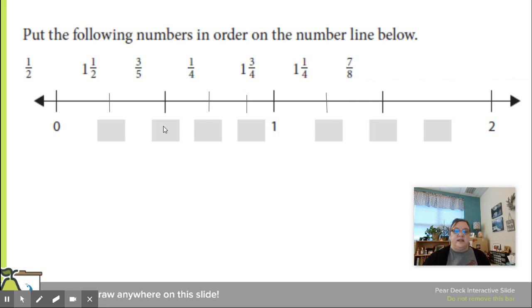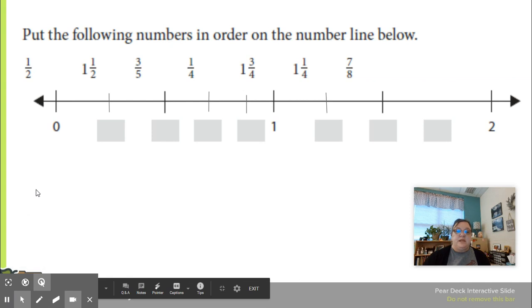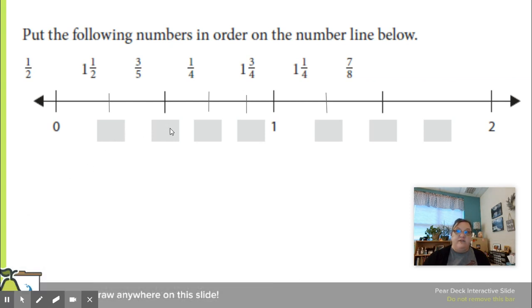Let's go to the next easy one that's on this side. 1/4. So think about 1/2 again. How many fourths are equal to 1/2? 2. So that means that 1/4 would be half of half. So it's going to go over here in this box. So go ahead and write in your 1/4 over here. So far we know 1/4 and we know 1/2. And so now we have 3/5 and we have 7/8.